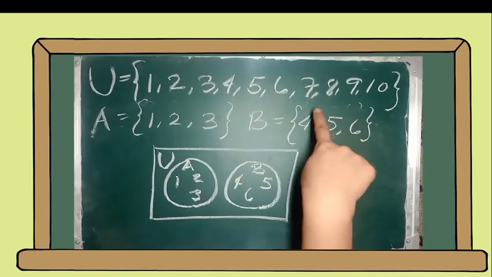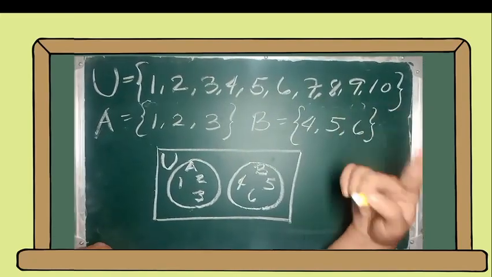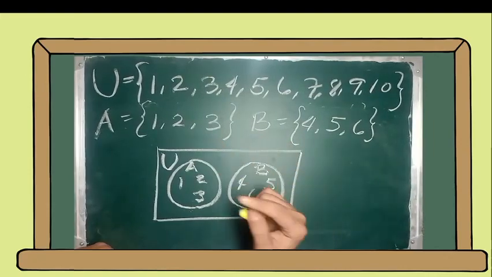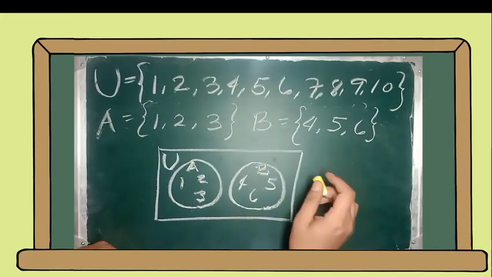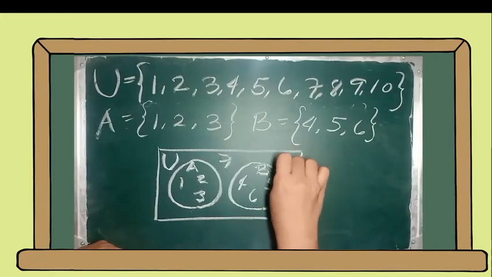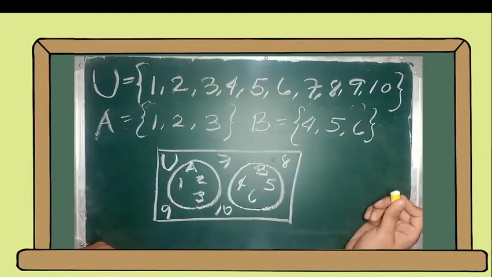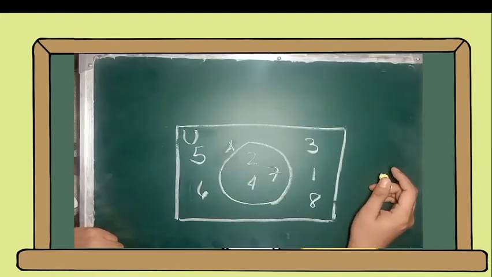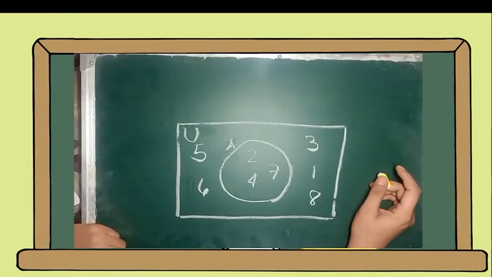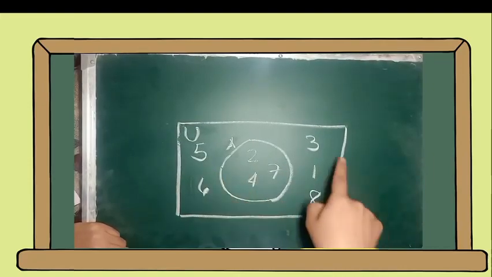Saan naman natin makikita si 7, 8, 9, 10? Siyempre, dahil wala sila dun sa dalawang sets, sa labas natin siya isusulat. 7, 8, 9, 10. To further illustrate the Venn diagram, let's look at this figure.